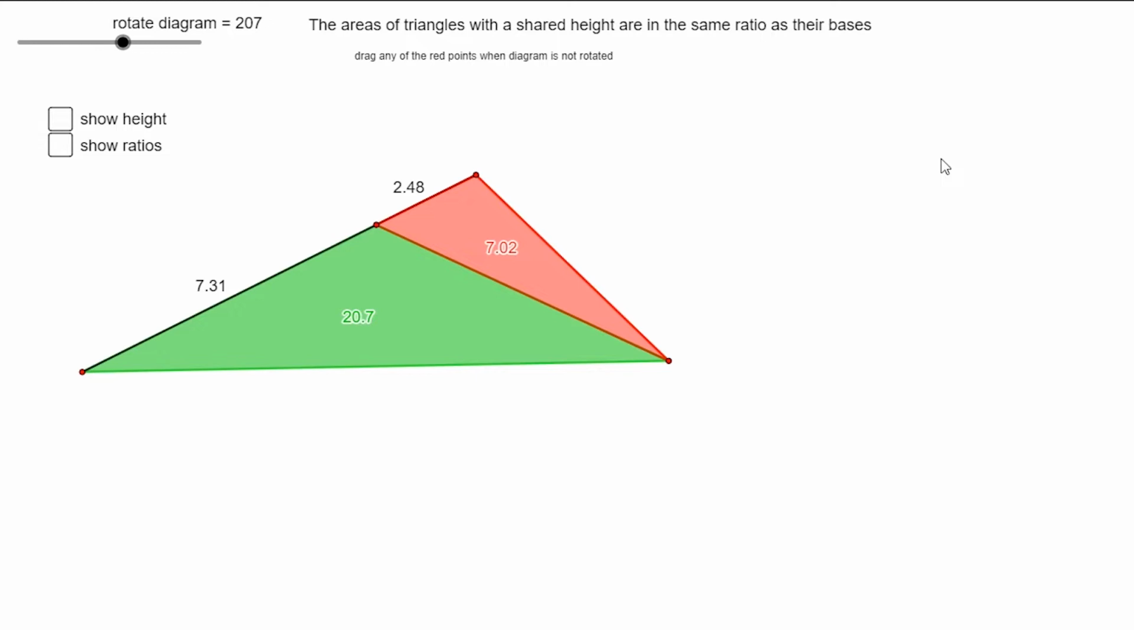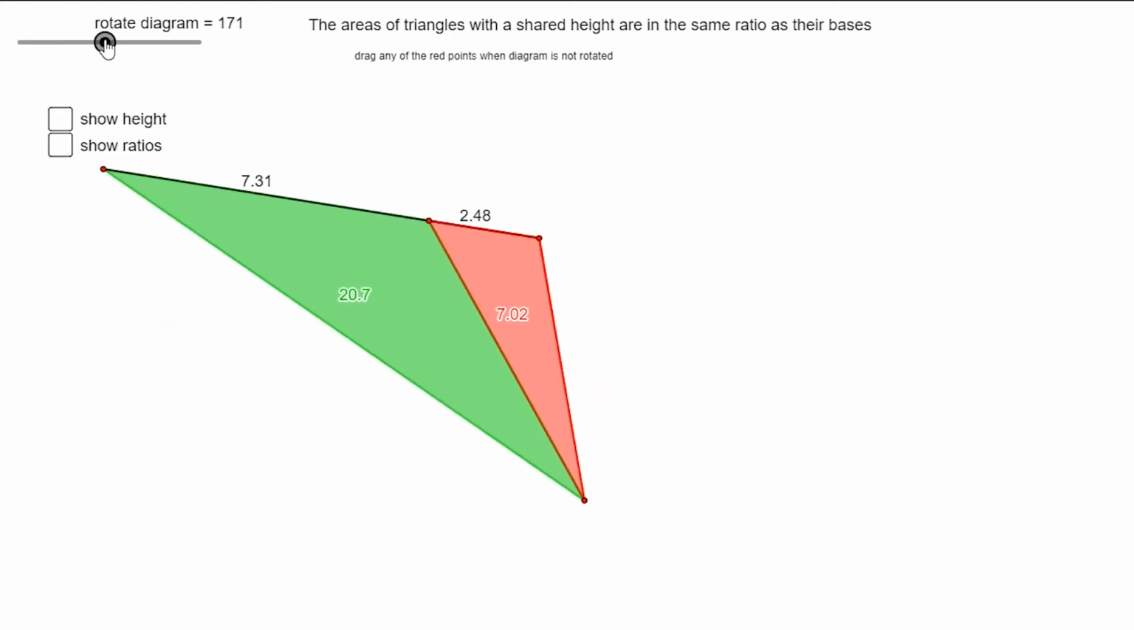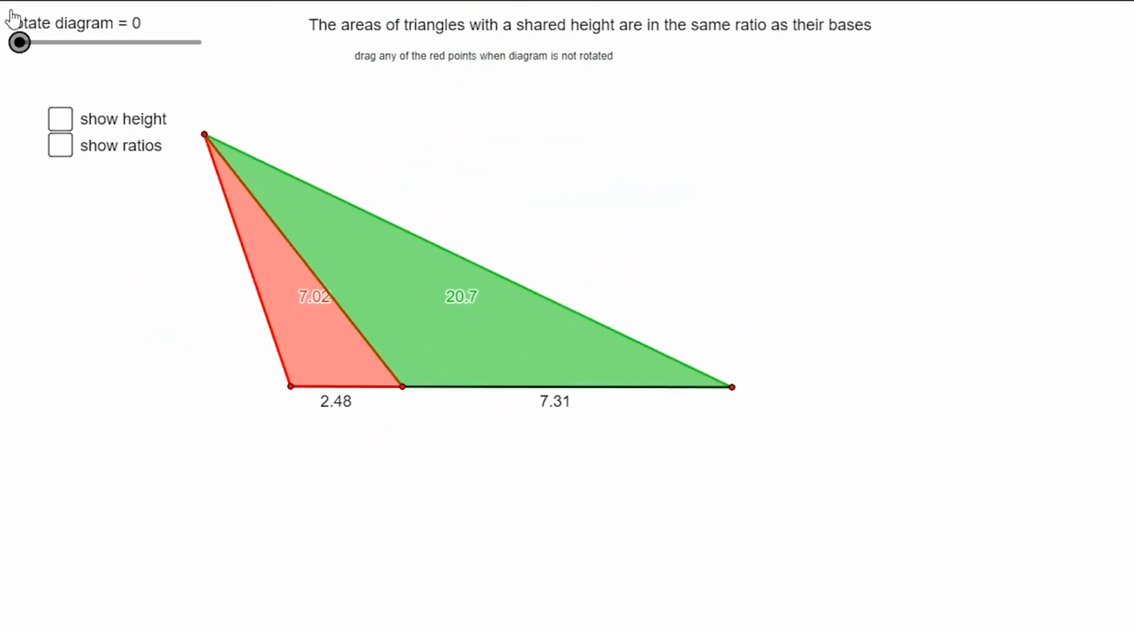But what do the red triangle and the green triangle share? Some people might say, well, they share a side going along there. That's true, but it's not relevant, all right? What's relevant is that they actually share a height. Now, it's not obvious that they share a height, but if we turn the diagram around, and you have this ability when you're doing an exam, I think you can see now that the two triangles share a height. And I'm going to put that height in. There it is over there.